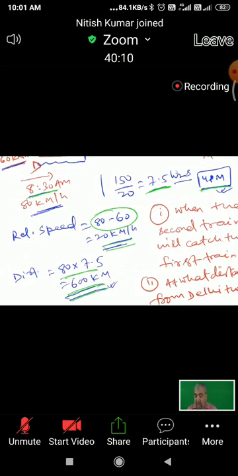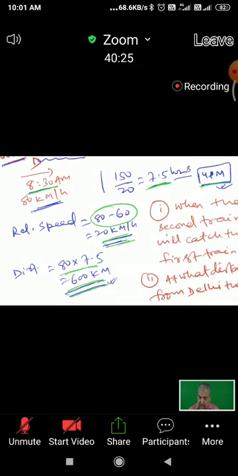One more thing: what is the significance of this relative speed of 20 km per hour? The significance is that every hour the second train is moving 20 km more than the first train. Write. Please write.